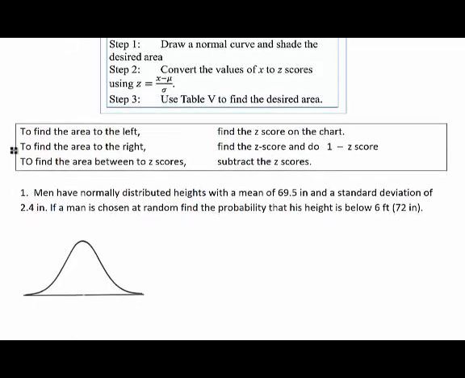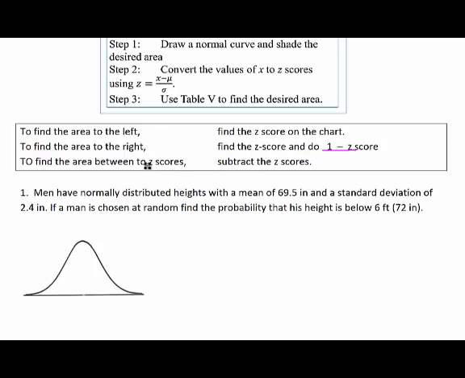Okay, and here's the way that you can find each one of these. We just did each one of these. To find the area to the left, you just find the z-score because that gives you the left. To find the area to the right, you find the z-score, and then you have to do the flip side thing, 1 minus. And to find the area in between, you just take the highest one and then cut off the lowest one.